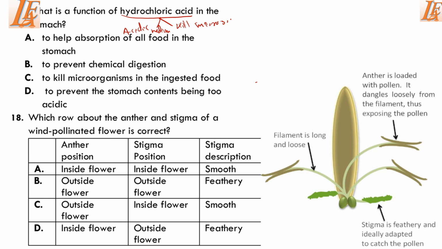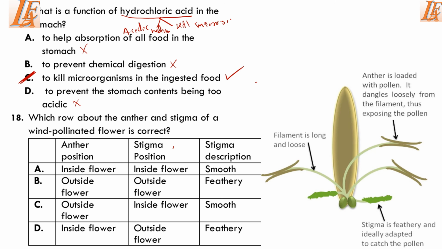Now let's look at the options given. A, help in absorption of food in the stomach. This is wrong. B, to prevent chemical digestion. This is also wrong. D, to prevent the stomach contents from being too acidic. This is also wrong. Now the correct answer is to kill microorganisms in the ingested food. This is the correct one. So the correct answer is C. Again, we have said it also provides an acidic medium for optimum action of the enzymes in the stomach.